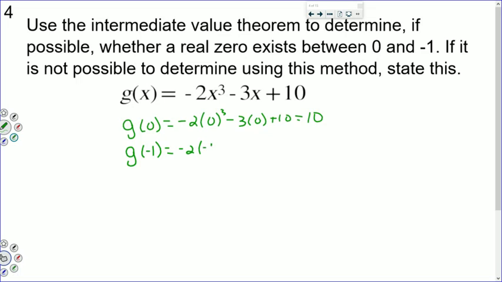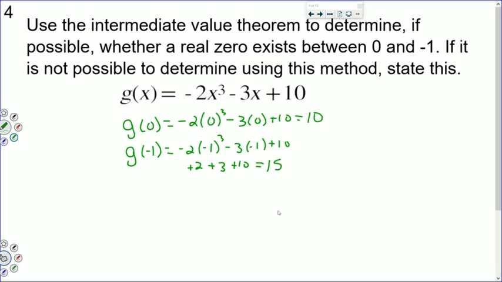-2 times -1 cubed minus 3 times -1 plus 10. -2 times -1 is still -2, or excuse me, it's positive 2. Whoops. Minus 3 times -1, so that would be plus 3 plus 10. So that's going to be 15.